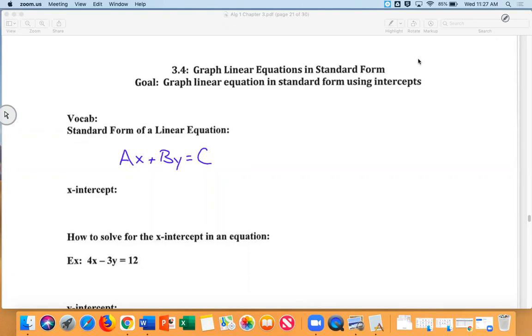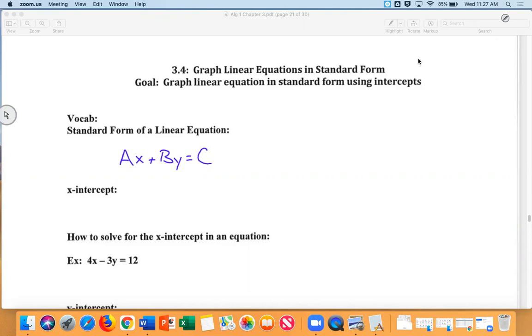All right, so standard form is Ax plus By equals C. A, B, and C are just numbers. So it just looks like this, okay? Don't worry about the A, B, and C. Just notice that x and y are on the same side. Do you guys see that? See how x and y are on the same side? That's standard form.